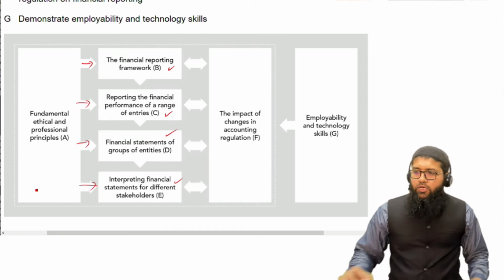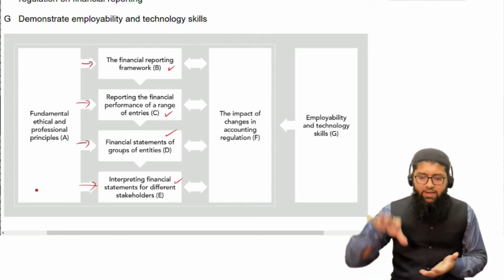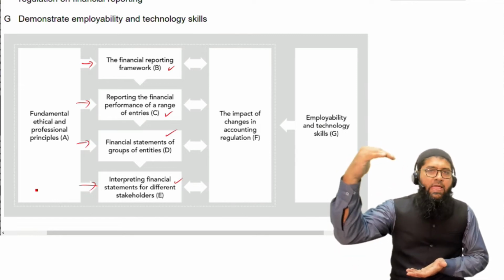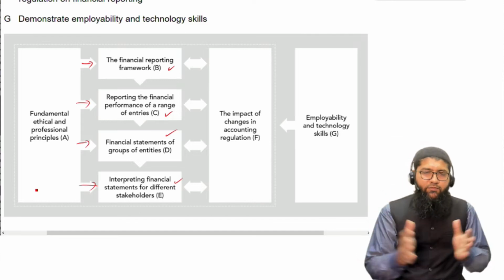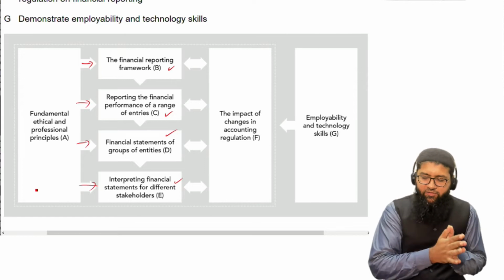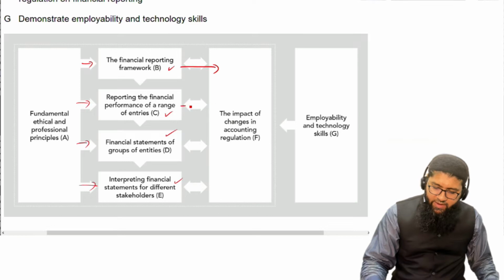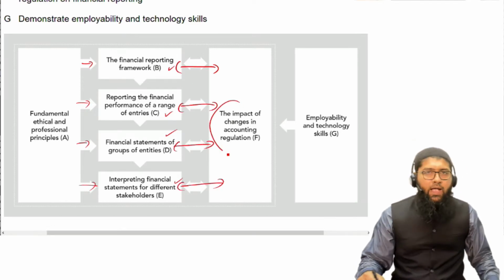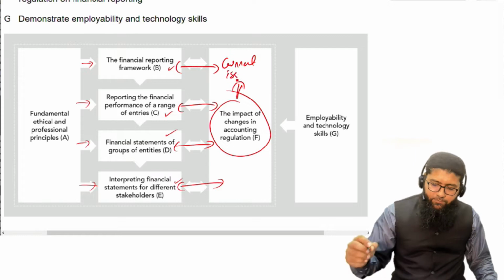So you could see that there are different connections of these fundamental ethical and professional principles with the different areas of SBR, which is the financial reporting framework, the reporting of financial performance by the entities, plus financial statements of group entities and interpretation of financial statements. Then there is another area which has a connection everywhere, and that is the impact of changes in the accounting regulation, which is more commonly known in SBR as the current issues area.